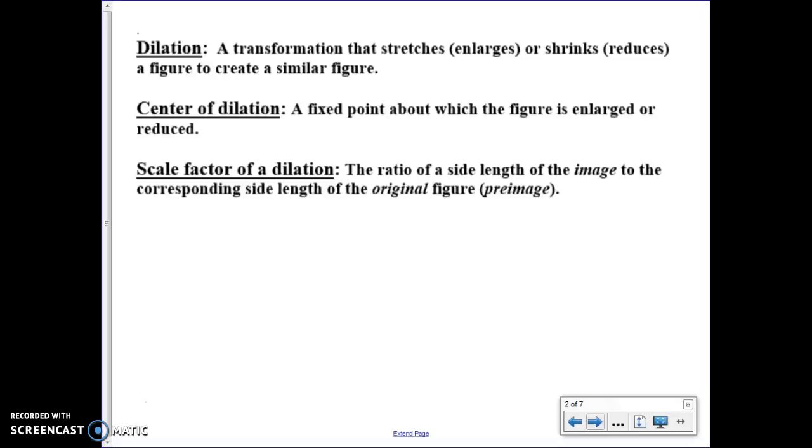point 0, 0. The scale factor of a dilation is the ratio of a side length of the image to the corresponding side length of the original figure, or the pre-image. So image over pre-image. And a lot of times we will use the letter K as our scale factor, just like we did before when we talked scale factor.